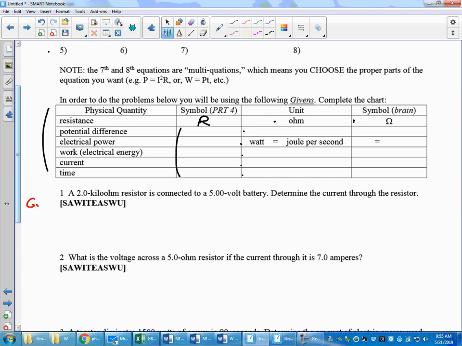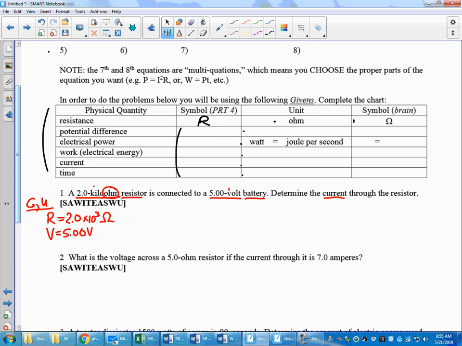So question 1, for example, put our givens with units. A 2 kilo ohm resistor is connected to a 5-volt battery. Determine the current through the resistor. Well, if you use your symbols up top, ohm, you know, goes with resistance. It also says the word resistor, so that's going to be your R equals 2.0. This is kilo ohms. Kilo means times 10 to the third ohms. 5 volt. Volt is a unit for potential difference. So that is your V equals 5.00 volts.